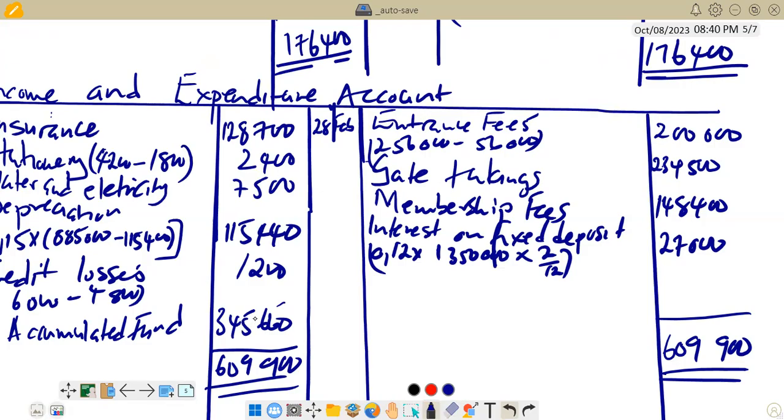So that is what we have concerning this income and expenditure account. Like I said, this income and expenditure account is similar to the income statement that we know for a profit-making organization. For a non-profit making organization, the income statement we call income and expenditure. At the end of the day, in a profit-making organization, we have what we call retained earnings. But in a non-profit making organization, we have what we call accumulated fund. So that is what we have there, guys.